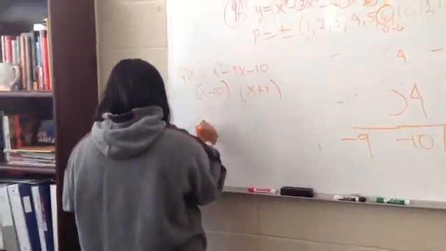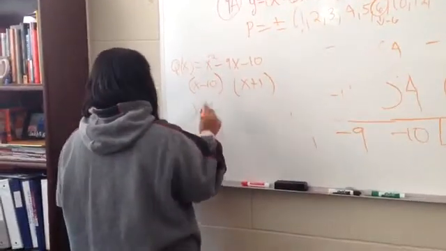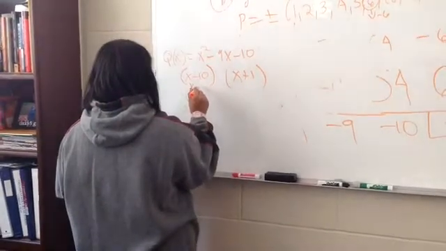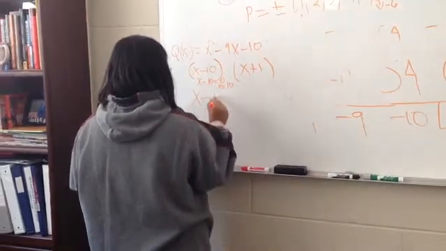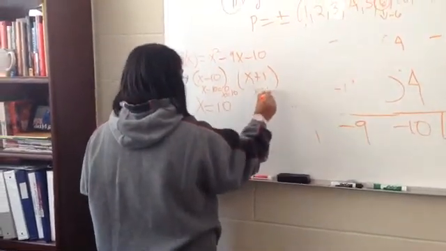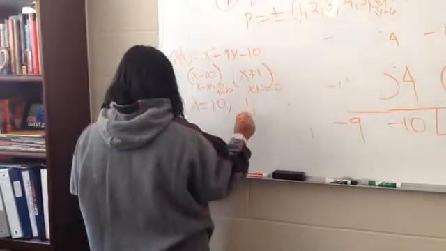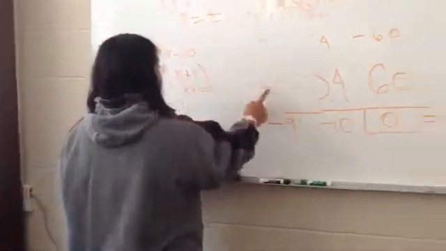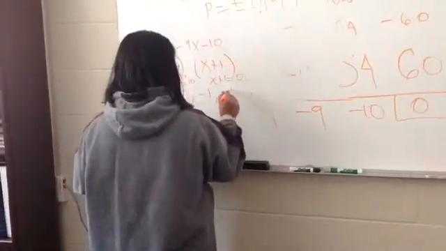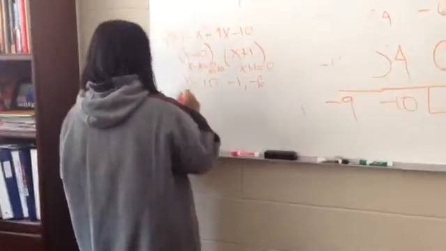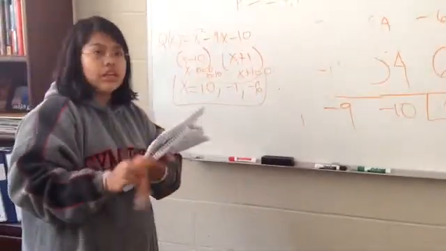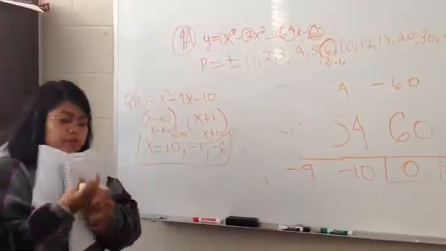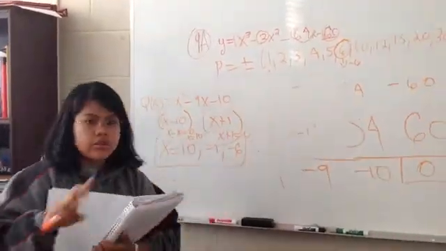And then you're going to solve all of it. You're going to put x minus 10 equals 0, so you're going to get x equals 10. And then you're going to get x plus 1 equals 0, and then you're going to get negative 1. And then since the 6 that you used for the problem works too, you're also going to need x equals negative 6, and these will be your possible roots that go into your problem.